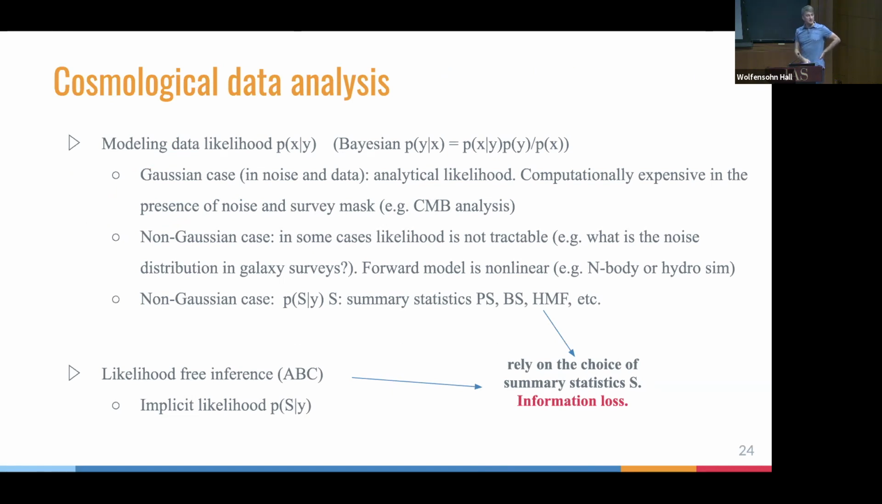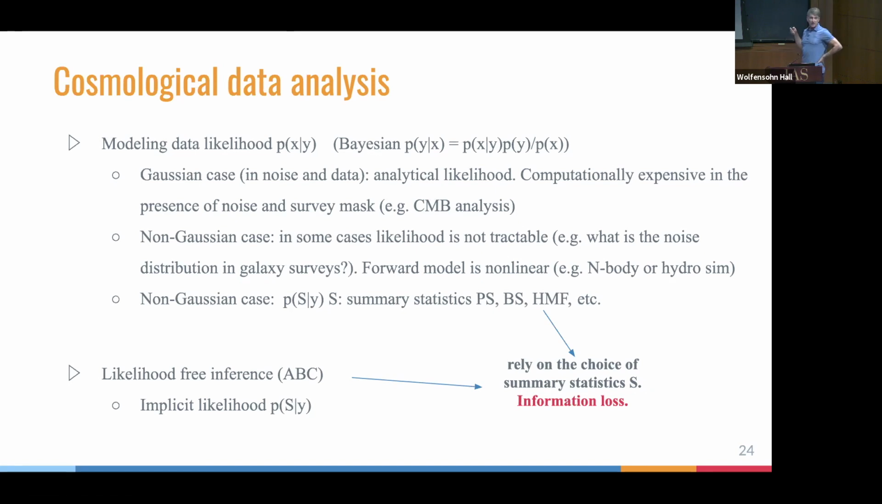If we have noise and a survey mask, then we can write it down, but there are these inverse matrices floating around. If the data is million-dimensional, then we have to invert a million-by-million matrix, and this is not even feasible computationally. So there are issues even in the Gaussian case. For example, for CMB data analysis, people don't actually do this full likelihood. They do something called pseudo-Cl, where they know they have lost some information, but they hope they haven't lost much.